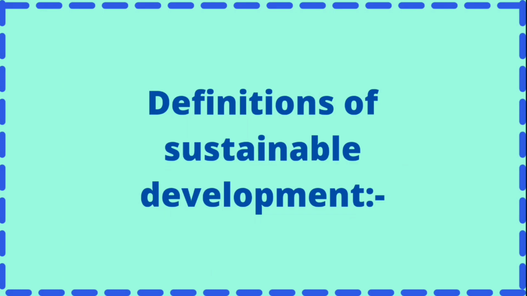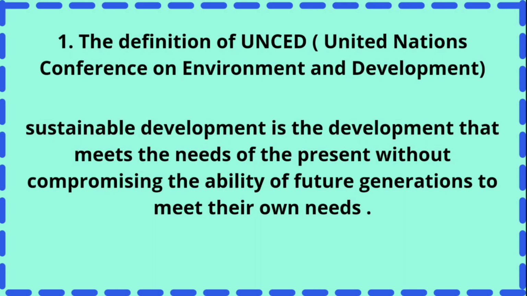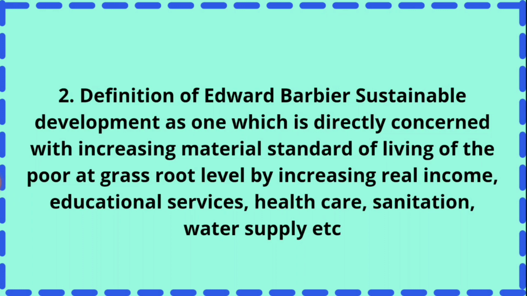Definitions of sustainable development. The definition of UNCED, that means United Nations Conference on Environment and Development: Sustainable development is the development that meets the needs of the present without compromising the ability of future generations to meet their own needs. Definition of Edward Barbier: Sustainable development is one which is directly concerned with increasing the material standard of living of the poor at the grassroots level by increasing real income, educational services, healthcare, sanitation, water supply, etc.